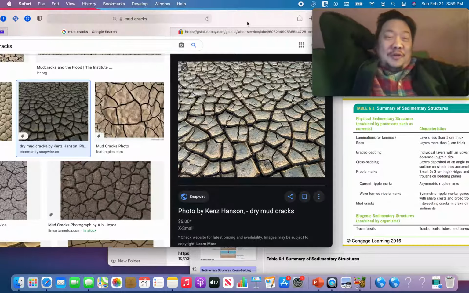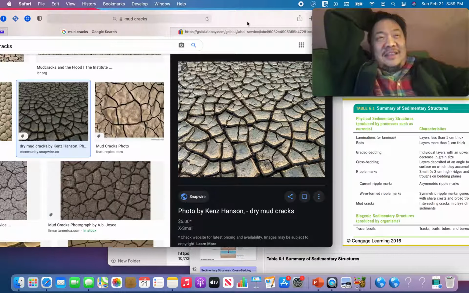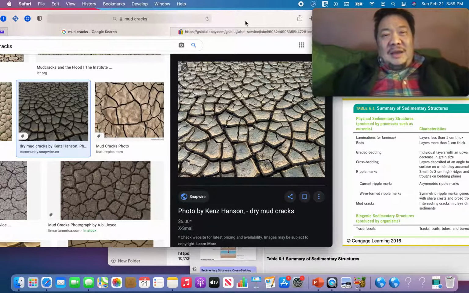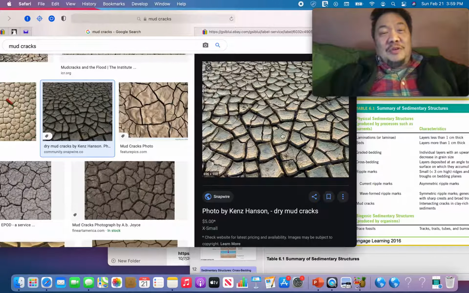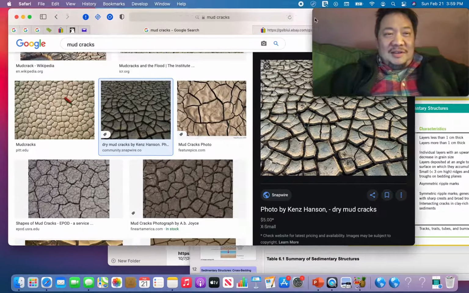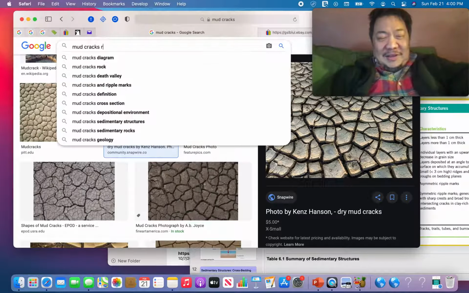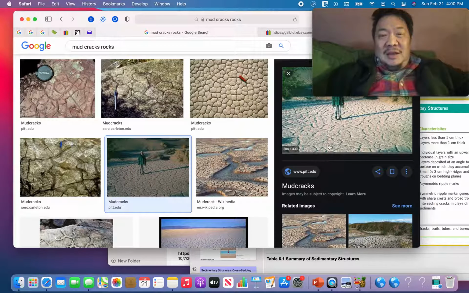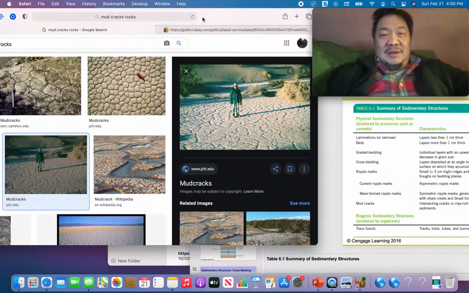Where do you find mud cracks? At lakes that have dried up, right? So when you're dealing with mud cracks, these get preserved in the rock record. Let's take a look at mud cracks. And see, you can see these actually get preserved in rocks. And what does that tell us? It tells us that conditions became dry.